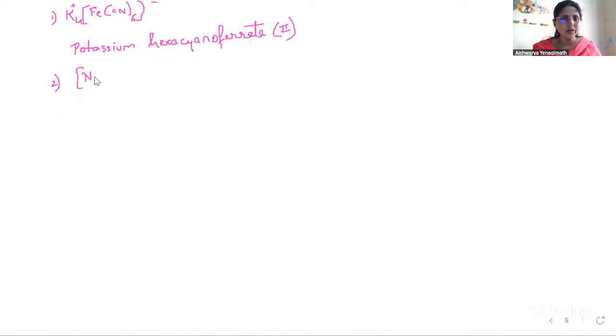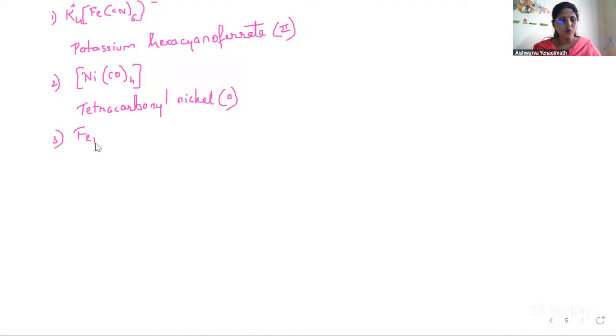Go for the next example. Simple examples we'll try to understand. Ni(CO)4. This is the complex. That's it. Complex ion is there. How will you write it? CO4. What is CO? Carbonyl. How many are there? 4. Therefore, I'll write tetracarbonyl nickel. And the oxidation number is 0. Tetracarbonyl nickel with 0 oxidation number.